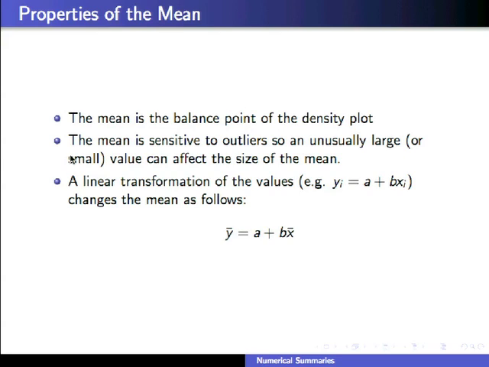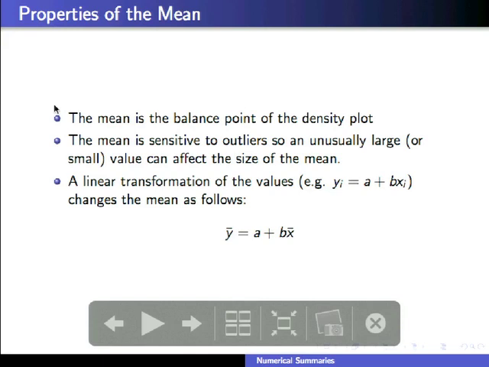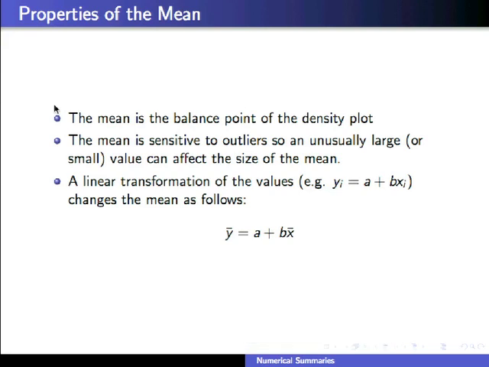The mean is also, because it's this sort of balance point, very sensitive to large values, either large positive values or extremely small values. And it's also sensitive to having a large or long tail.